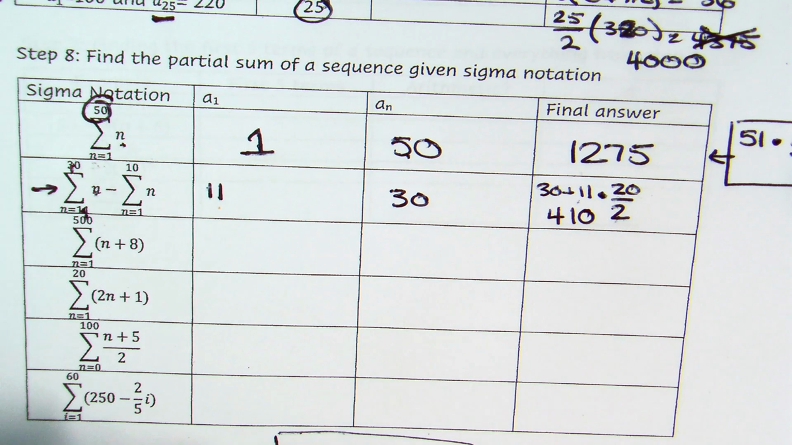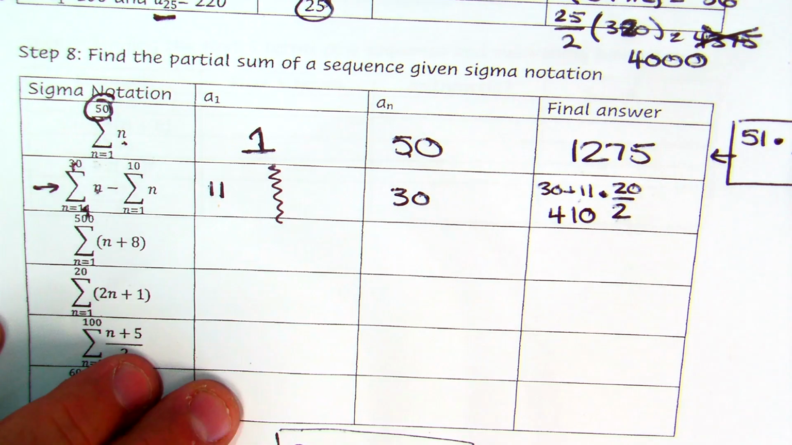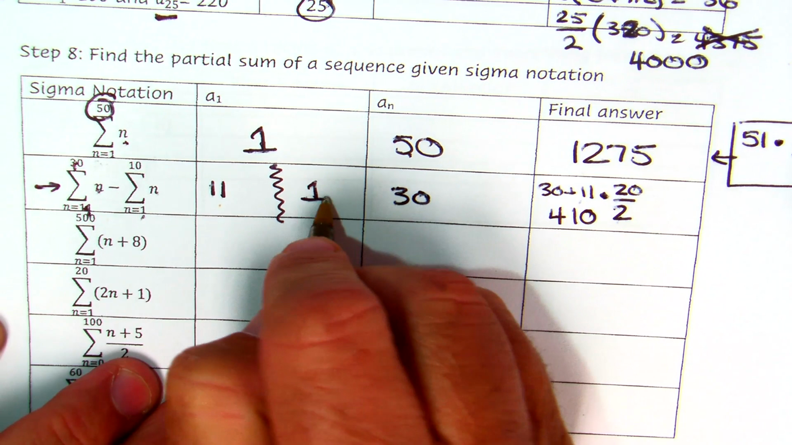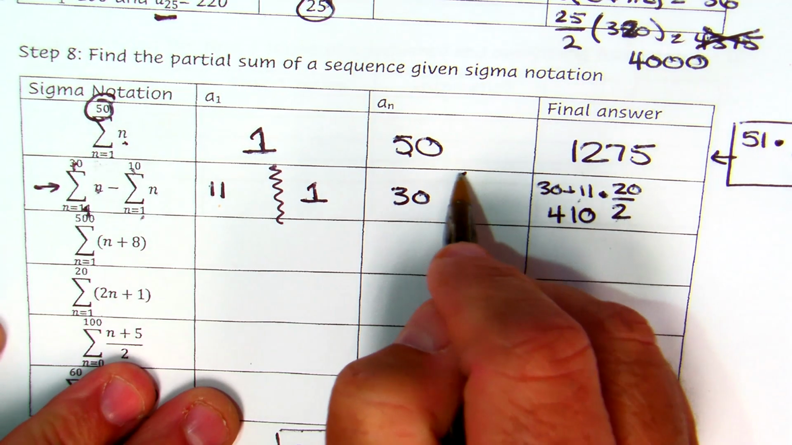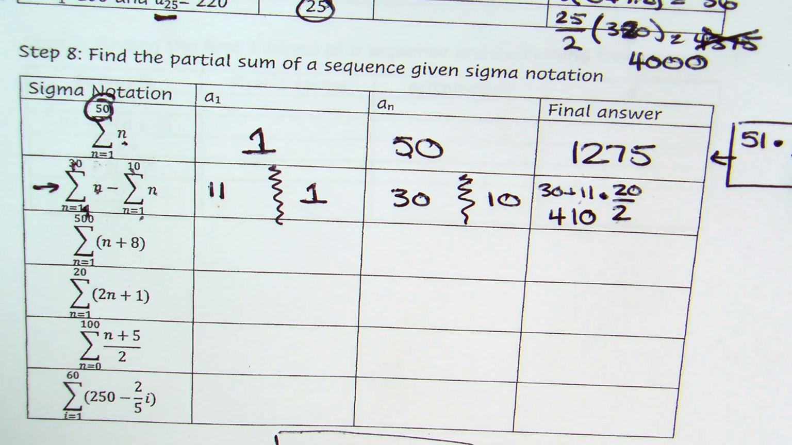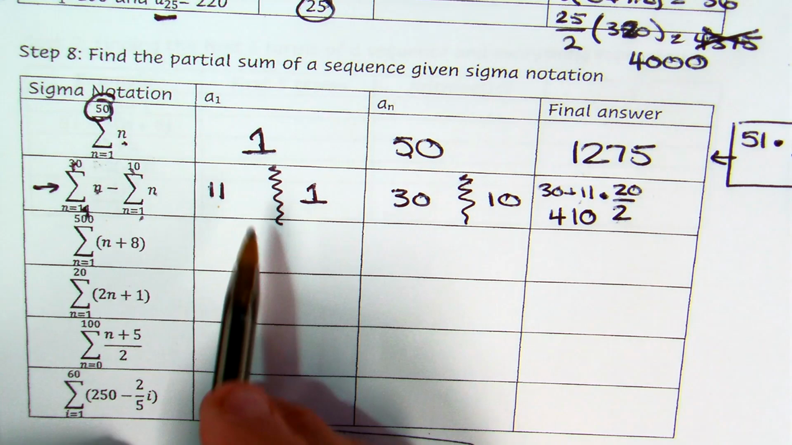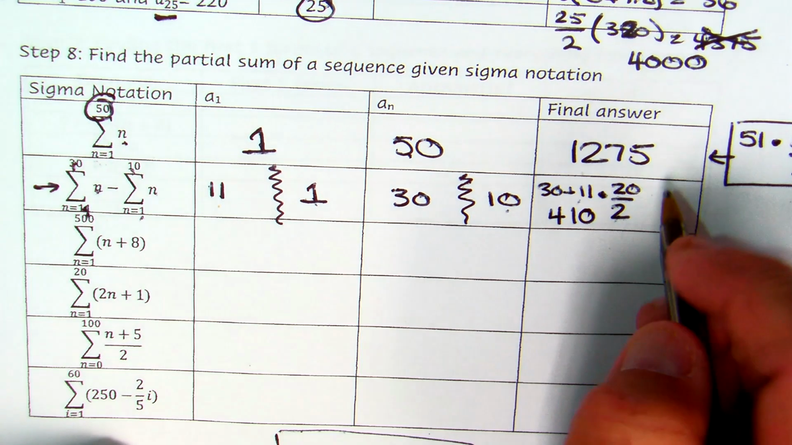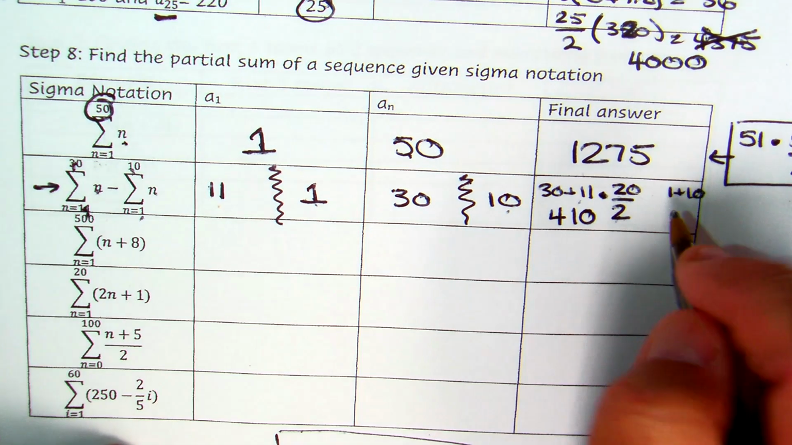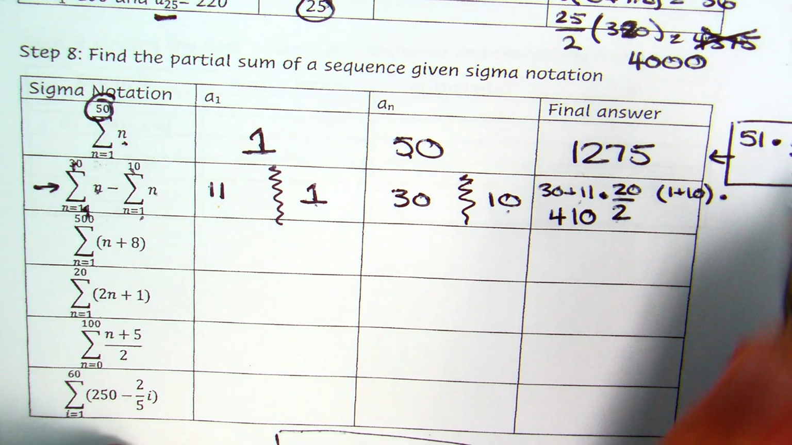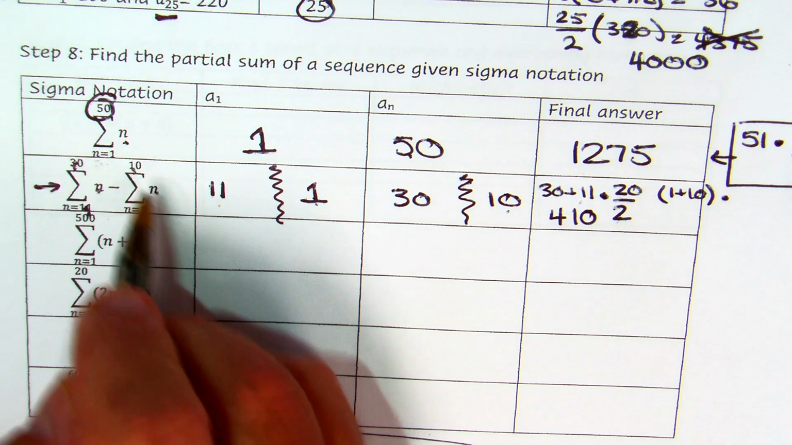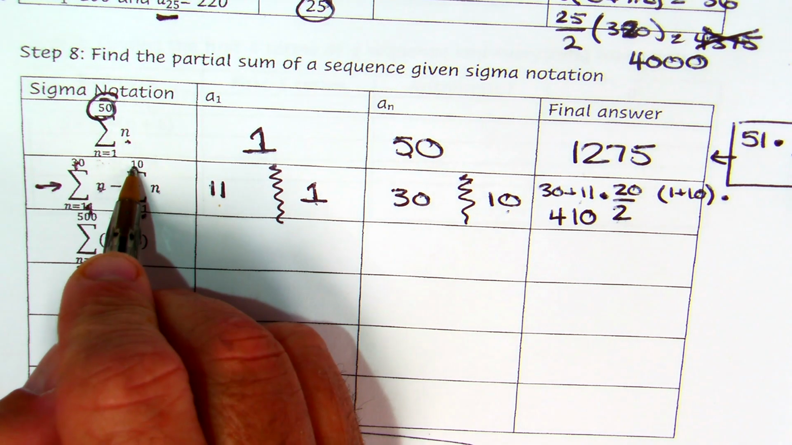We would then do the second one. So the second one starts at 1. So a to the 1 is 1. And ends at 10, because that one starts at that. So it's 10 and 1. For that one, I would again add the first and the last. So that's 1 plus 10, times the total number of numbers. Now, since this starts at 1, 10 is the total number of numbers.